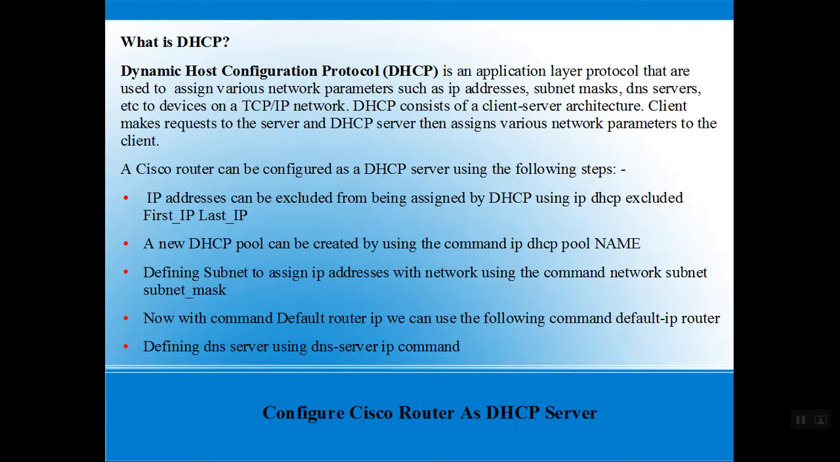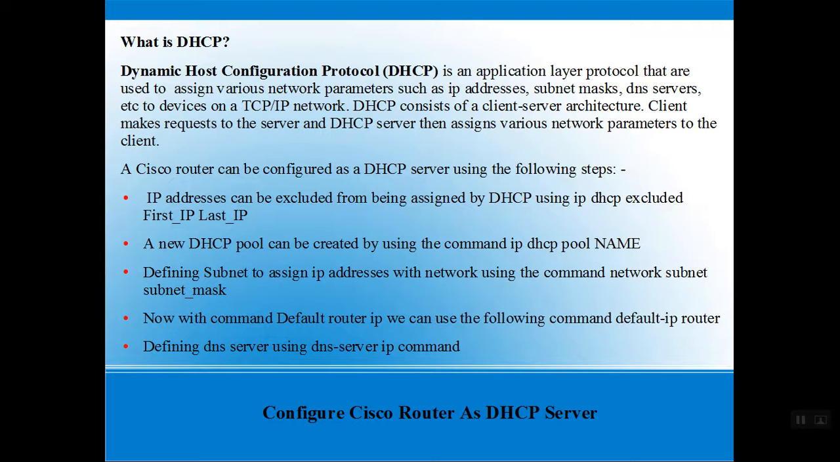Now what is DHCP? DHCP, or Dynamic Host Configuration Protocol, is an application layer protocol that is used to assign various network parameters such as IP addresses, subnet masks, DNS servers, and so on to devices on a TCP/IP network. DHCP consists of a client-server architecture. The client makes requests to a server, and the DHCP server then assigns various network parameters to the client. A Cisco router can be configured as a DHCP server using the following steps.